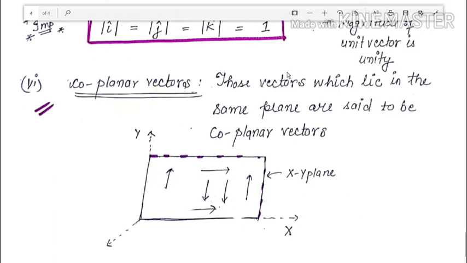Last is coplanar vectors. Those vectors which lie in the same plane are known as coplanar vectors, whether in the xy plane, yz plane, or xz plane. But only two axes are taken to lie these vectors. That is why they are known as coplanar vectors.